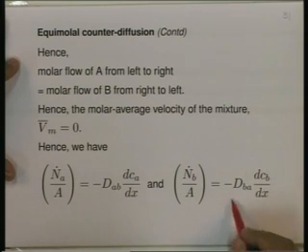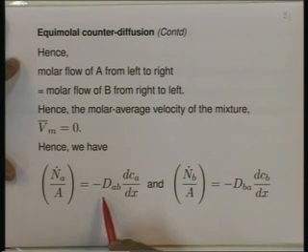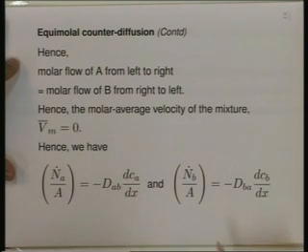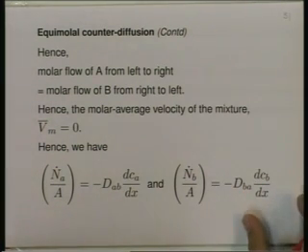We use this expression because we have already demonstrated that the total molar density C is a constant. So, we can write this in terms of dCA by dx and dCB by dx. Again, we will make use of the fact that Dab equals Dba.